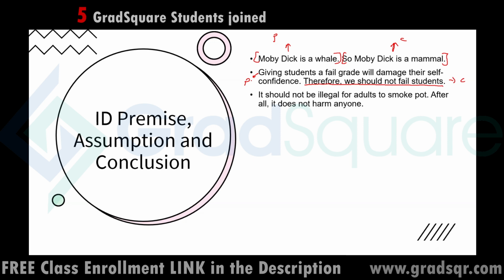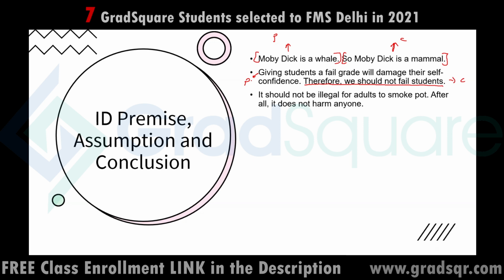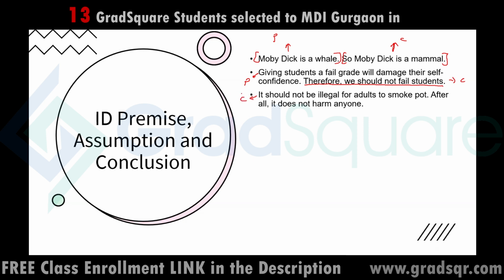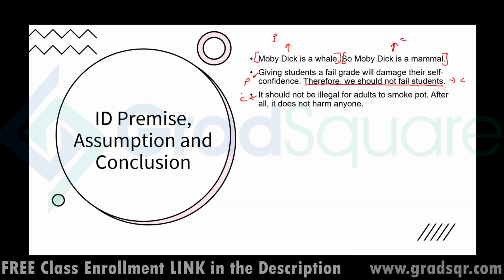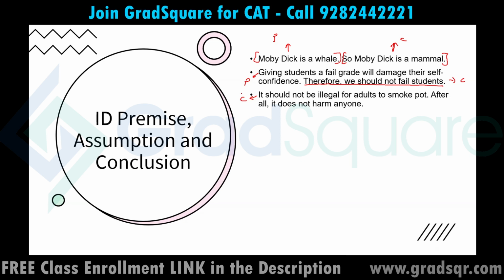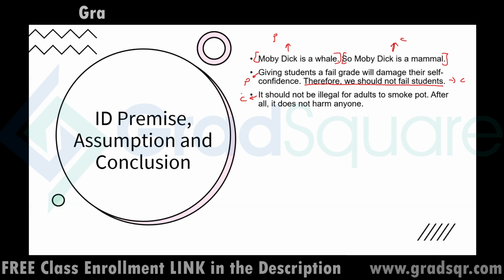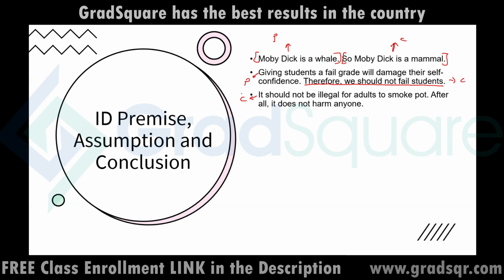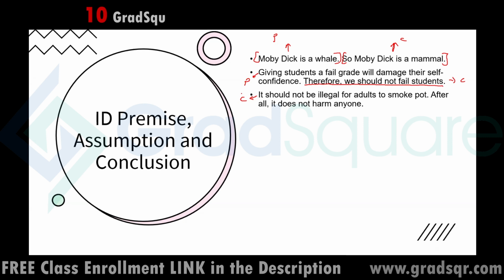It should not be illegal for adults to smoke pot. After all, it does not harm anyone. Here we can see that the first sentence is in fact the conclusion. Several times students think that the conclusion should be at the end, not necessarily at all. The author might give the conclusion first and the premise later on, and that is precisely what has happened in this third argument. The conclusion of the author is that it should not be illegal for adults to smoke pot. And the premise is, after all, it does not harm anyone.